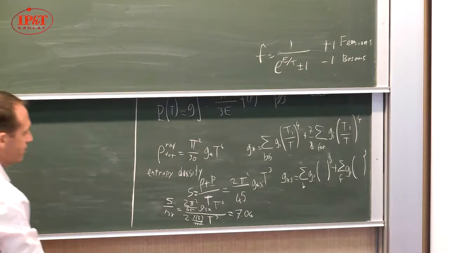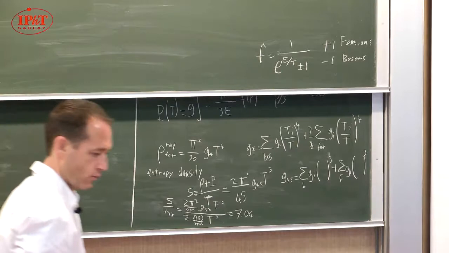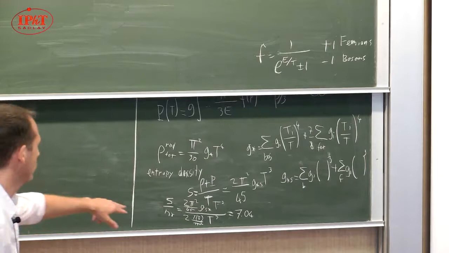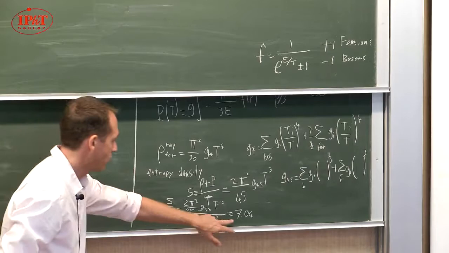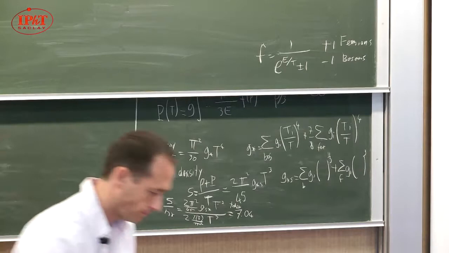So I'm plugging here the value of g star s today, so the number of degrees of freedom present today in the universe, which is essentially photons and neutrinos. This quantity will vary, but if I want to compute it today, this is generally valid, no? If I want to put it today, so zero today here, then I will find that this is the value that I get. Okay, so let me go back.